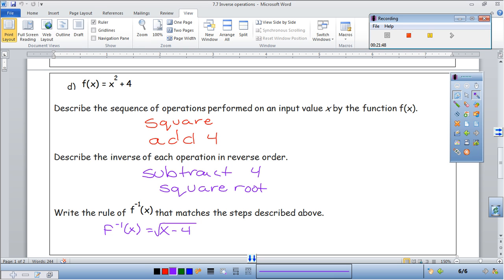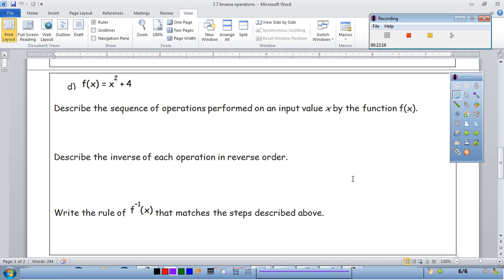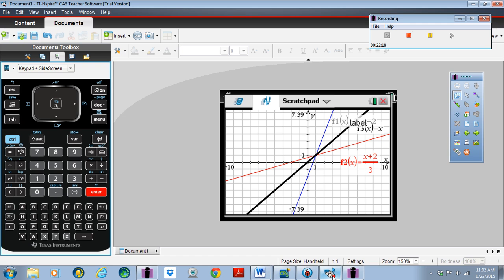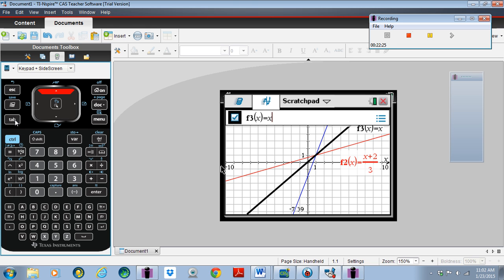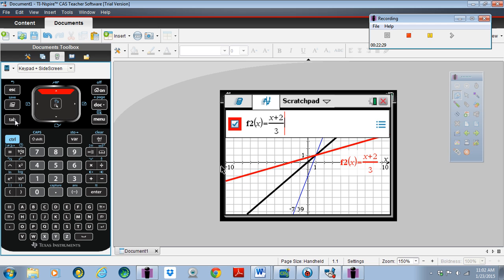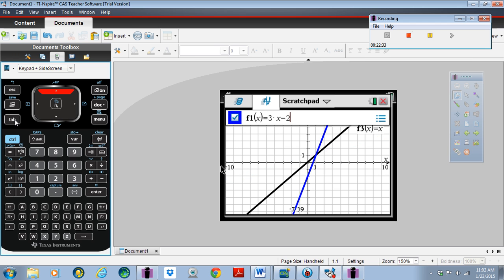Okay, so we're going to graph it. Hit your tab button. You want to leave f3(x) equals x. You want to delete f2, get rid of that, and you want to delete f1. Okay, we're going to enter our original function, which was x squared.